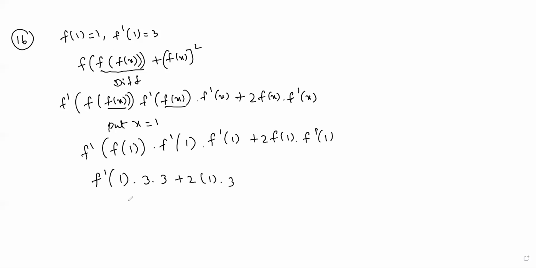Again F dash of 1, 3 we will get. 3 into 3, here 9 you will get. 2 3s are 6. 3 9s are 27 plus 6. Total 33 is the answer. That is option, which option is the correct one? Option A is the correct one.